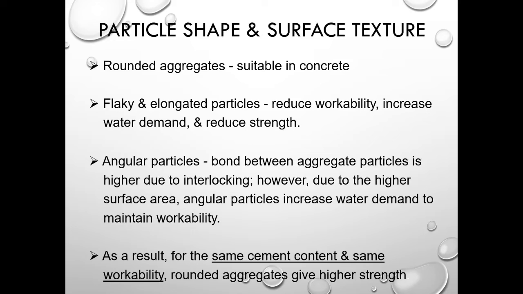So if we look at this concept where if we keep the cement content the same and the same workability, we will get better strengths with rounded aggregates than we will with angular because we will be using less water. And for pavements, the strengths in most pavements are not that considerably high, whereas we cannot make good strength concrete with rounded aggregates.